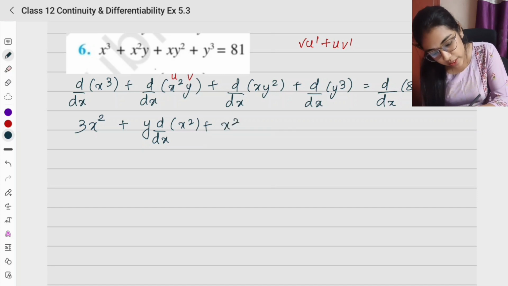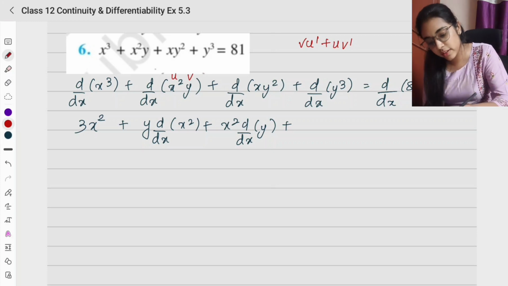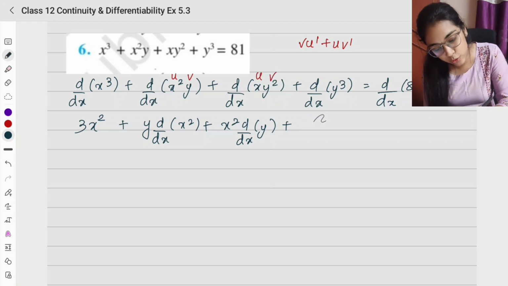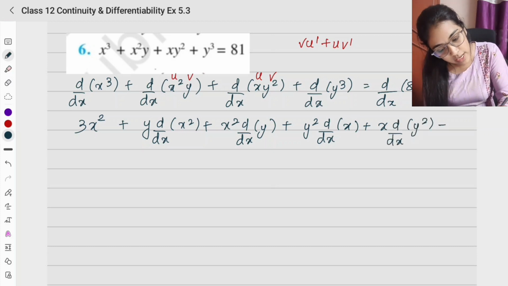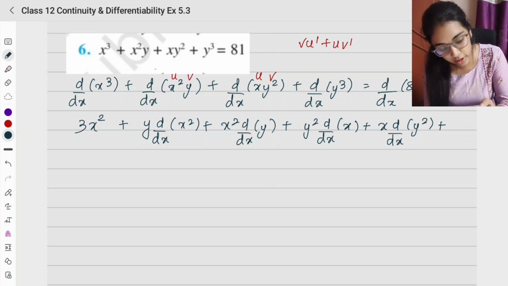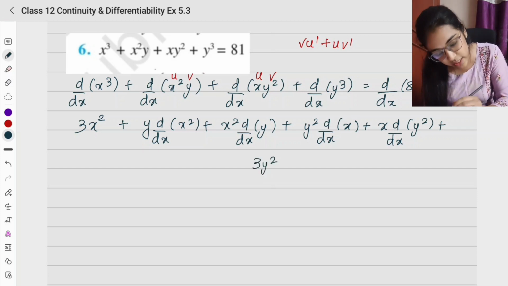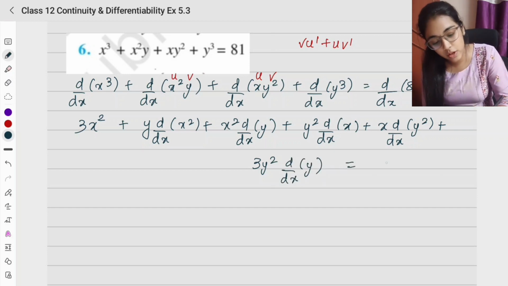So, it is going to be x square d by dx of y plus, again here also there is a product. So, I have u and v. Again using the same formula, I have vu dash. So, y square d by dx of x plus uv dash. So, x into d by dx of y square plus I'll write it in the next line. I have d by dx of y cube. So, y cube derivative is going to be 3y square. But remember your variable here is y. So, don't forget to write d by dx of y. Equal to, derivative of a constant is going to be 0.